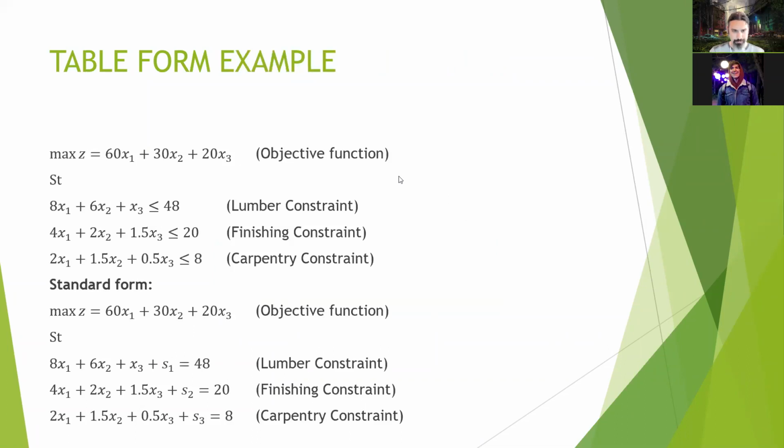Now, we have the Dakota example with only 3 constraints this time. The fourth constraint is not here, and this is the standard form of it. Now, we will just change this into the table.